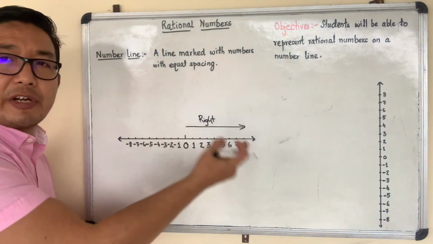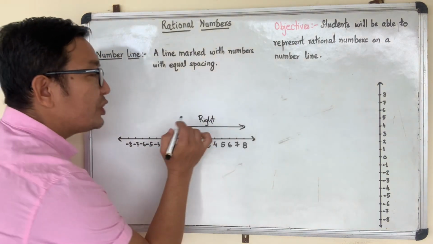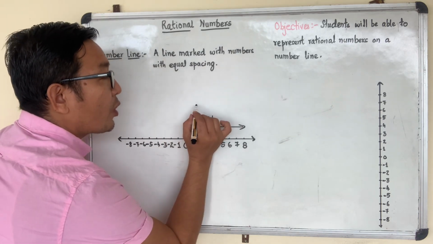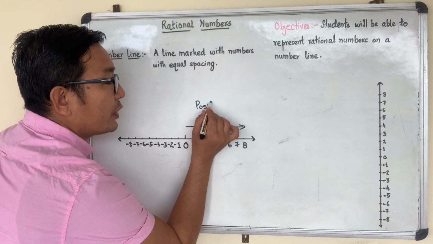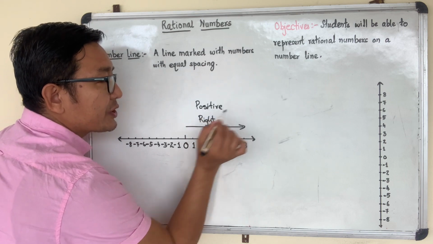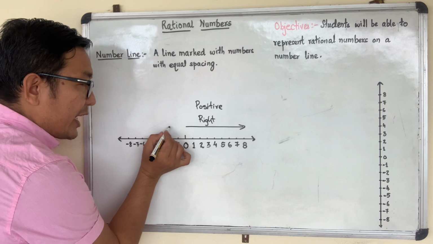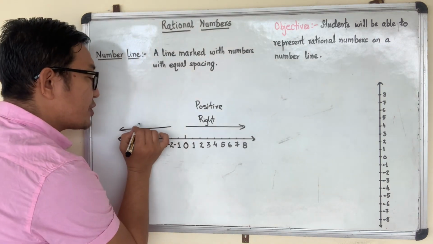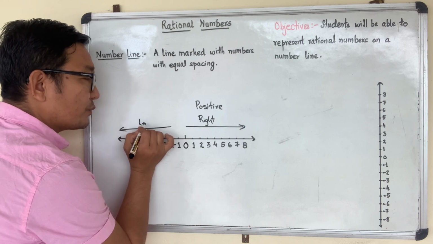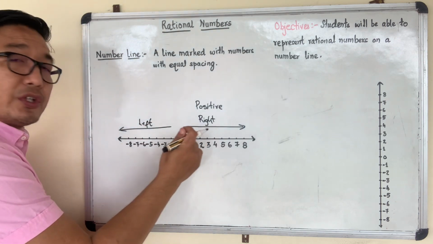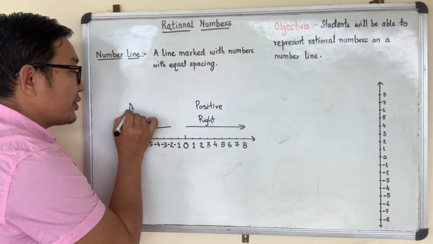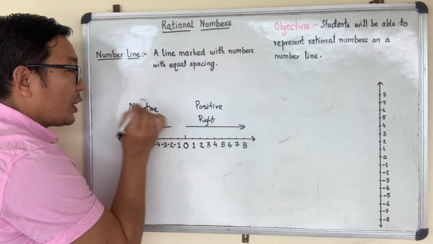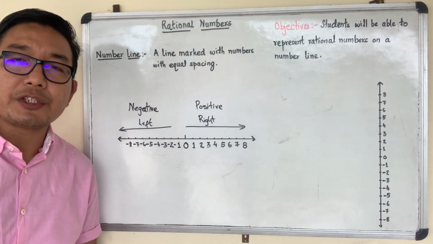As we move the numbers from zero towards the right, the numbers are greater. So these numbers which are on the right side of zero are called positive numbers or positive integers, right? And as we move towards the left side of the zero, the numbers decrease. These numbers which are on the left side of 0 are called negative numbers or negative integers.